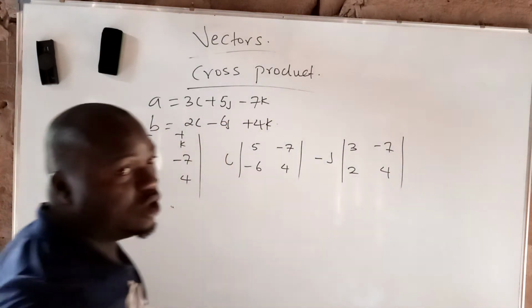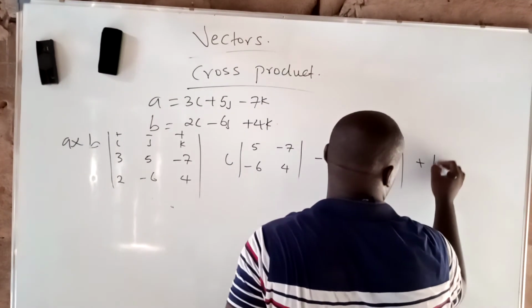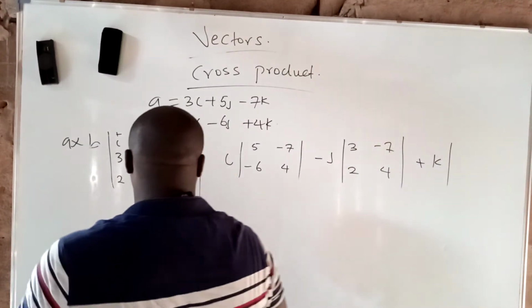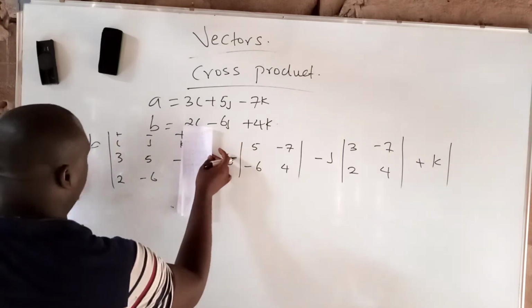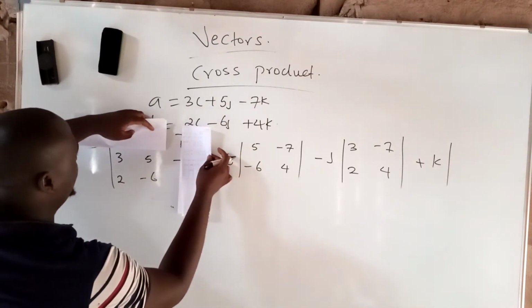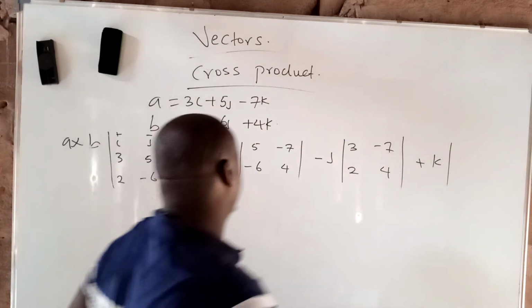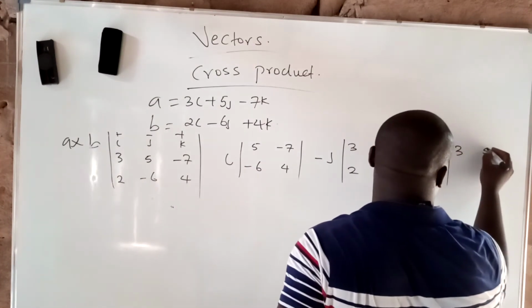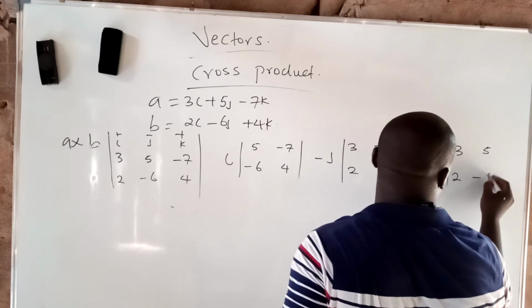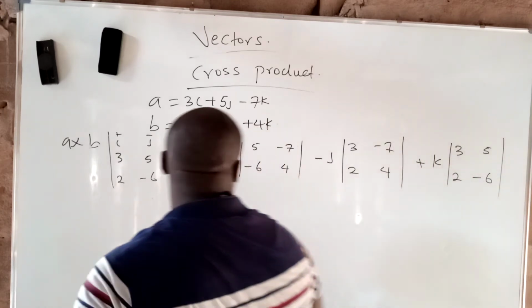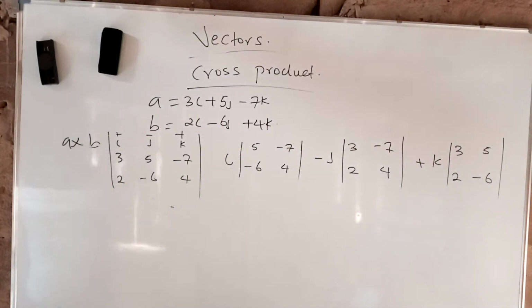The next one is plus k. The same thing: everything downward of k, I will cover it, and at the front of k, I will cover it. What numbers are you seeing now? 3, 5, 2 and minus 6. So you have 3, 5, 2 and minus 6. Can you see how I brought it out? Now, this is a 2 by 2 matrix. Life is easier. You can now solve it and get your answer naturally.